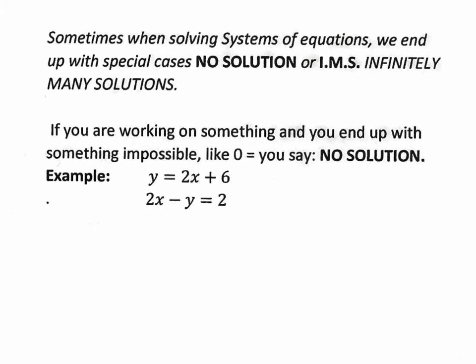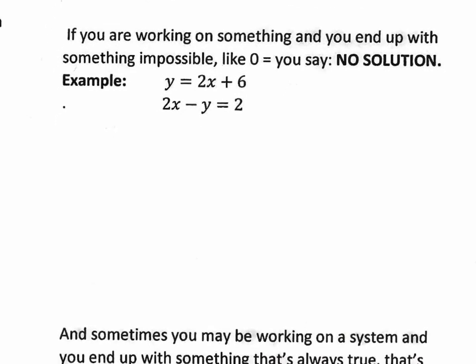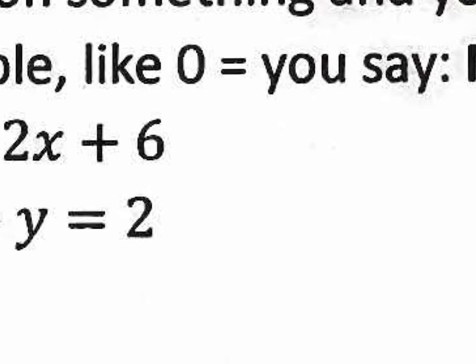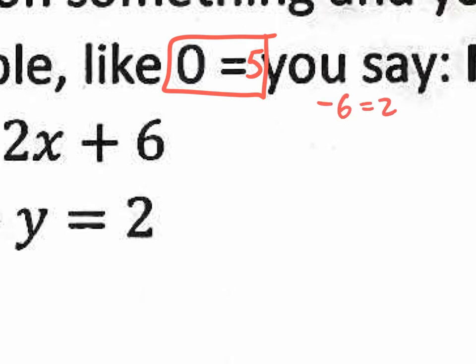Now listen to this. Sometimes when solving systems of equations, we end up with special cases like no solution or infinitely many solutions. You could abbreviate if you want. If you're working on something and you end up with something impossible, like 0 equals 5, or it doesn't even have to be 0 equals a number. It could be something crazy like -6 equals 2. If you end up with something that's impossible, you say no solution, right?